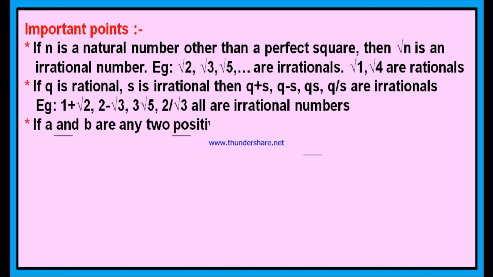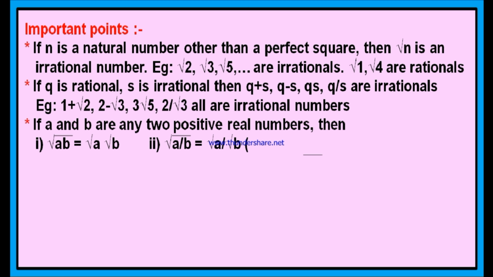If a and b are any two positive real numbers. We know that the set of both rational numbers and irrational numbers together is called real numbers. That means if a number is either rational or irrational, it is called a real number. Here a and b are any two positive real numbers. You should consider positive real numbers. Then there are some properties to learn. The first is root over a into b is root a into root b.